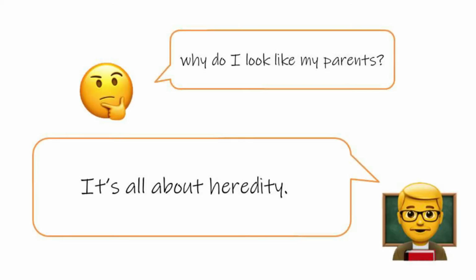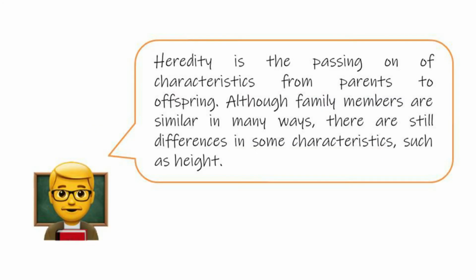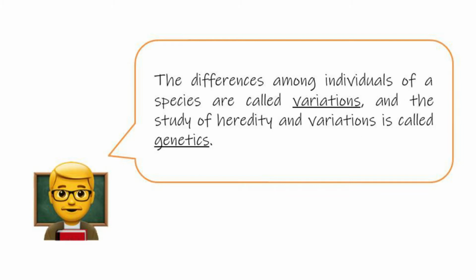Today we're going to try to explain why you look like your parents. It's all about heredity. So what is heredity? Heredity is the passing on of characteristics from parents to offspring. Although family members are similar in many ways, there are still differences in some characteristics, such as height. The differences among individuals of a species are called variations, and the study of heredity and variations is called genetics.